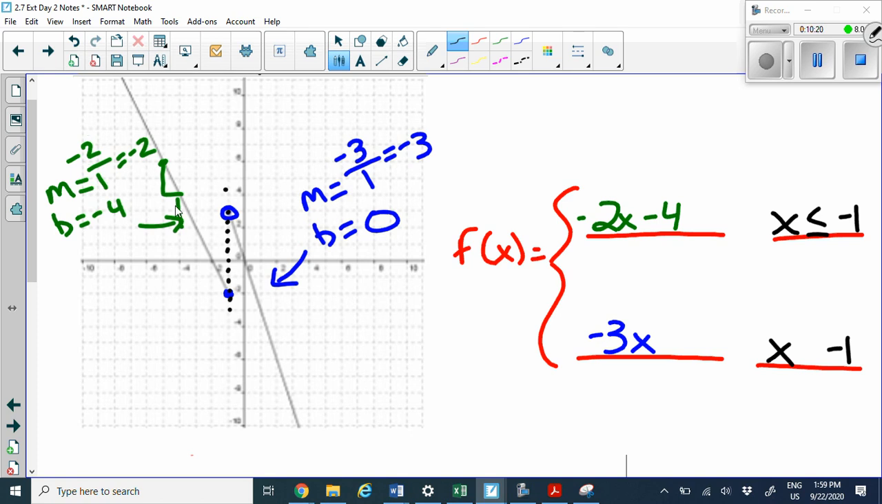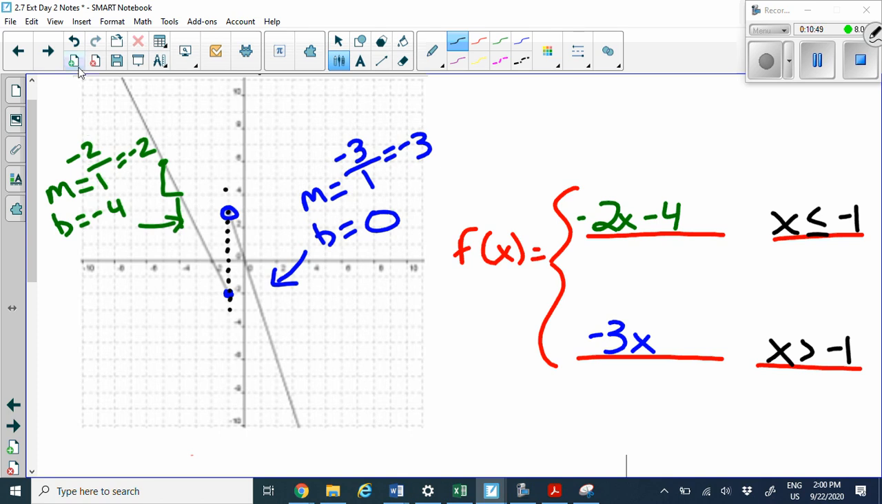Let's look at the negative 3x equation. This is an open circle, so we know we're not going to have an equal bar. Also notice that the x values for this equation are going to the right. That means they are getting bigger than negative 1, so we want to use the greater than symbol to represent that. And there's your answer for that piecewise function.